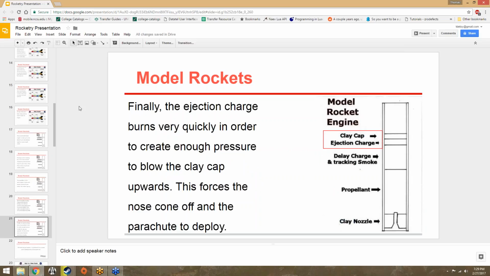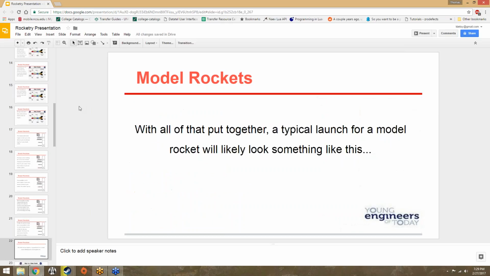And then the clay cap is also just meant to provide some heat protection as well, and also a hard thing to be launched upwards in order to deploy the rest of the rocket, or the recovery system on the rocket. It's nothing crazy, but it all sort of works together in order to generate a functioning rocket. So with all of that put together, a typical launch for a model rocket will likely look something like this.